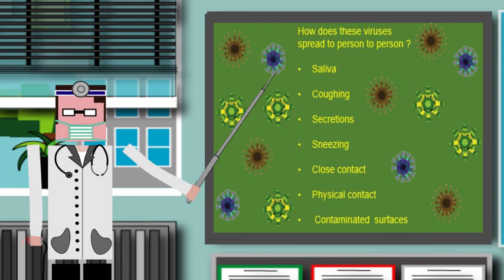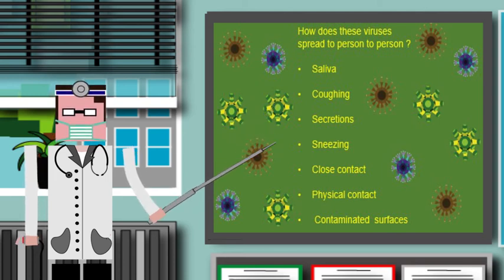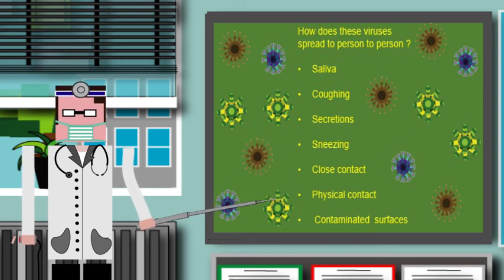How do these viruses spread from person to person? The way it spreads is by saliva, coughing, secretions, sneezing, close contact, physical contact, and contaminated surfaces.